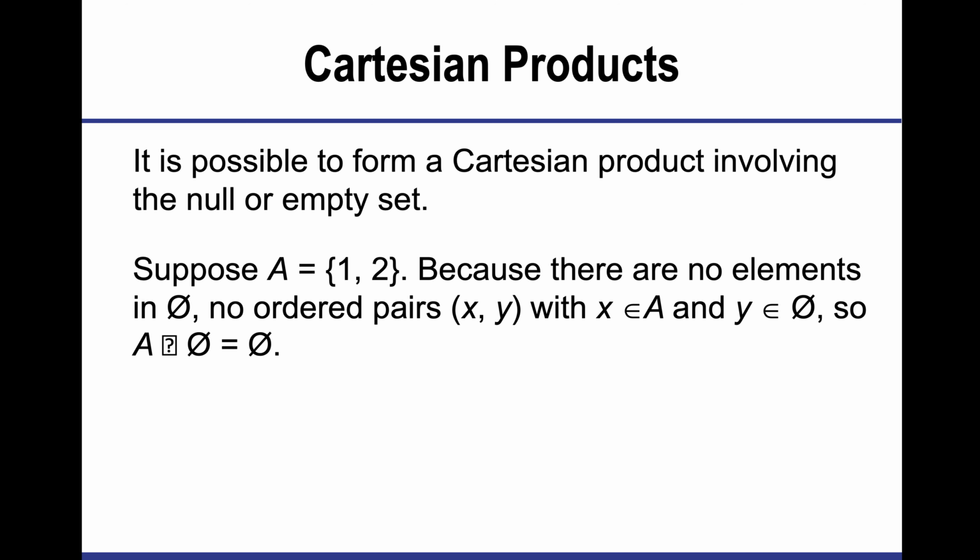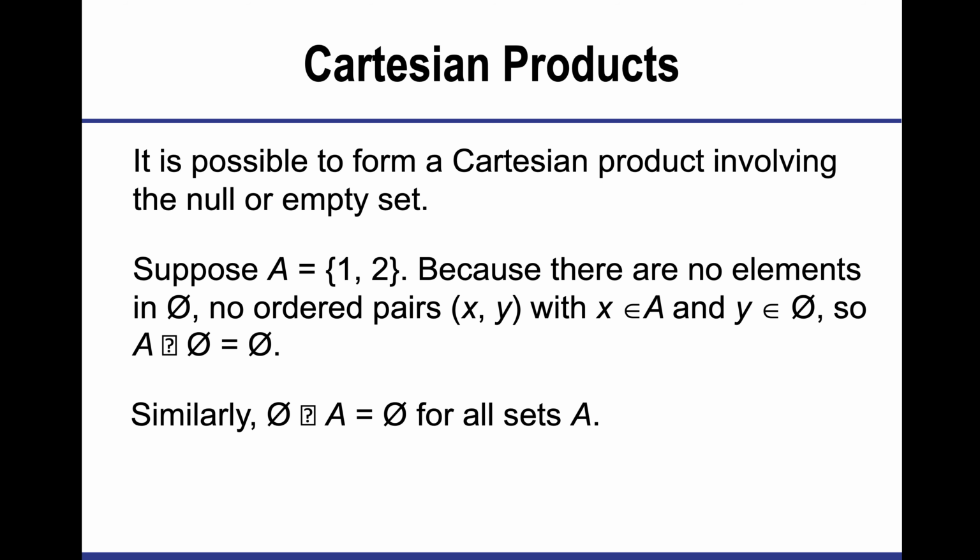It is possible to form a Cartesian product involving the null or empty set. So to do this, I could have A as 1, 2, but because there are no elements in the null set, there are no ordered pairs. So this set is also empty. So when we're forming the cross with the Cartesian product and we're looking at the null or the empty set, it's just empty because I don't have two things to make it with.